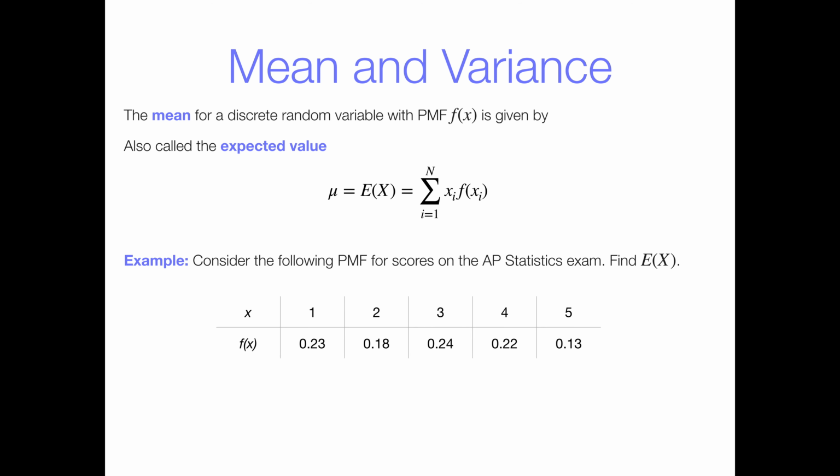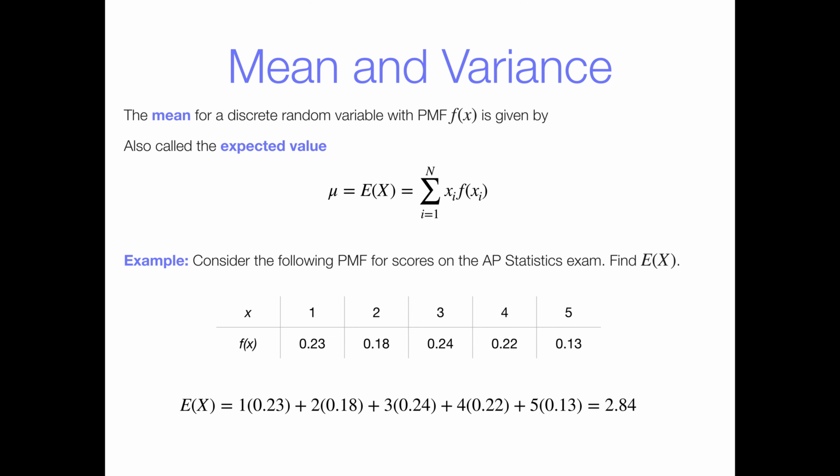For example, here's a PMF for probabilities about different scores on the AP Stats exam. We want to find the mean. So expanding that formula out, it's x times f of x for all of our x's, so 1 times f of 1 plus 2 times f of 2 plus 3 times f of 3, and so on. And we get that is 2.84.